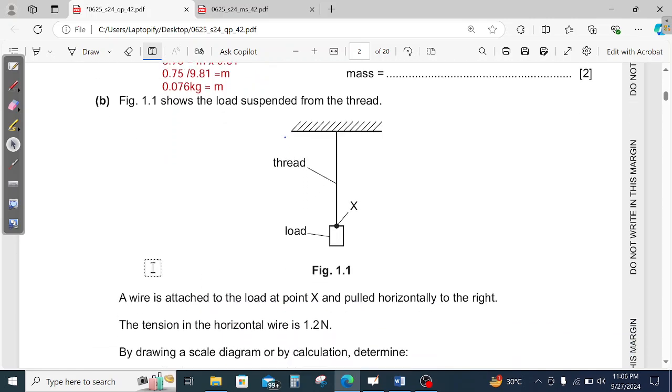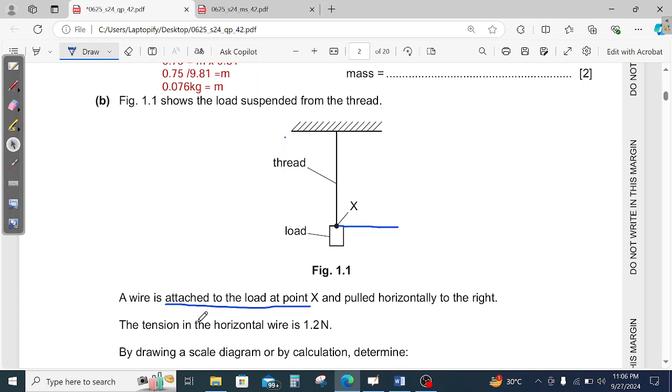Second question is: figure 1.1 shows the load suspended from the thread. It is already explained. A wire is attached to the load at point X and pulled horizontally to the right. The question is that you have to attach a wire to the load at point X. It means you have to attach a wire in a horizontal pattern just like that, and pull it horizontally to the right, and by using this wire you have to pull the load in the right direction.